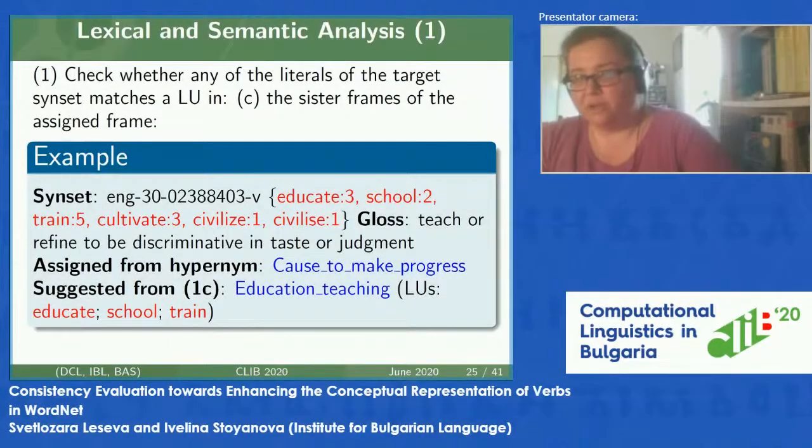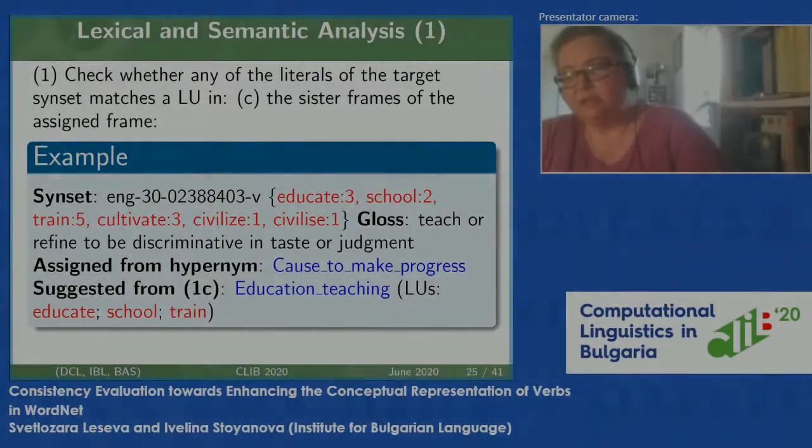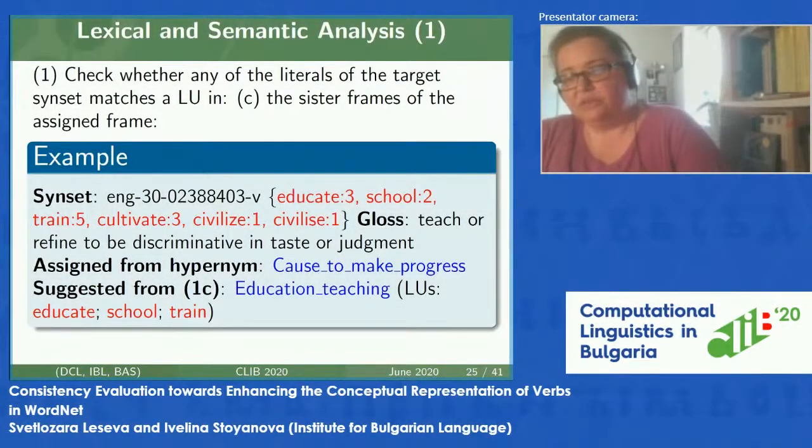So the third one, which is also to check whether the literals appear as lexical units, but here we extend to sister frames of the assigned frame. So, for example, if we see the verb educate, teach or refine, to be discriminative in taste or judgment, it's been assigned from the hypernym the frame calls to make progress.